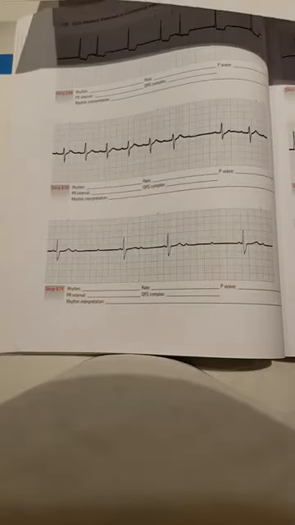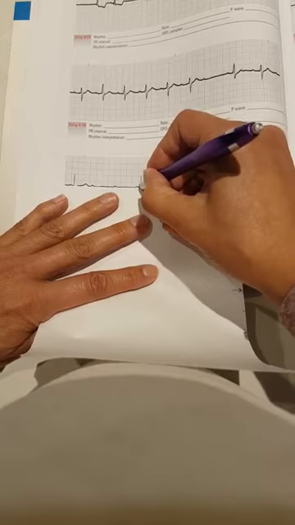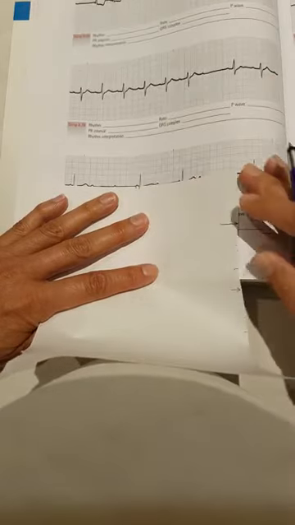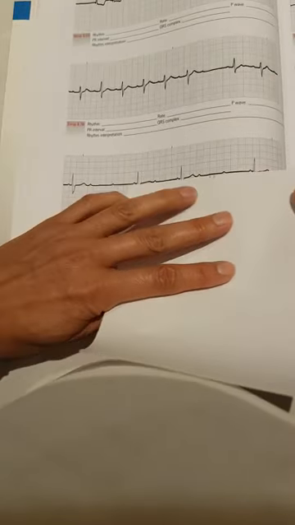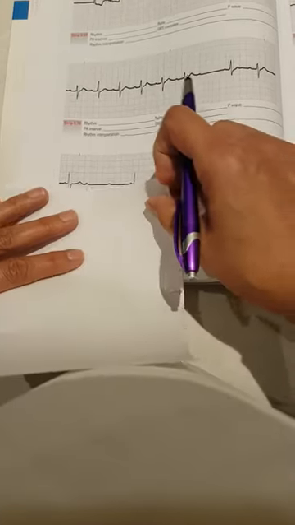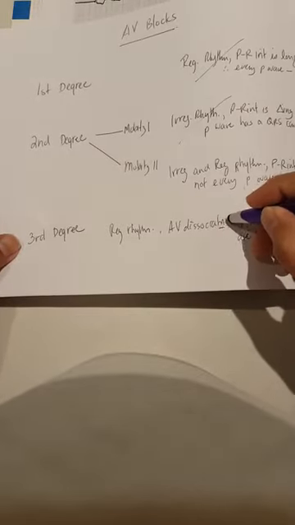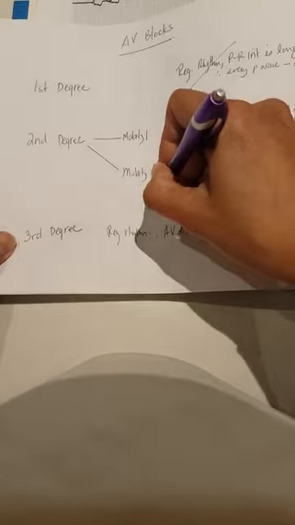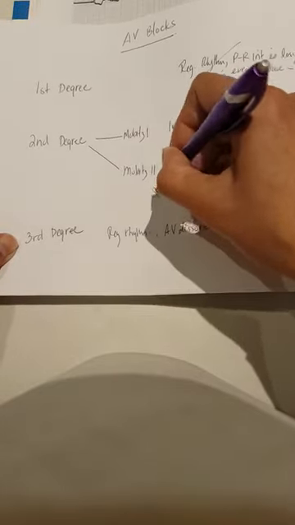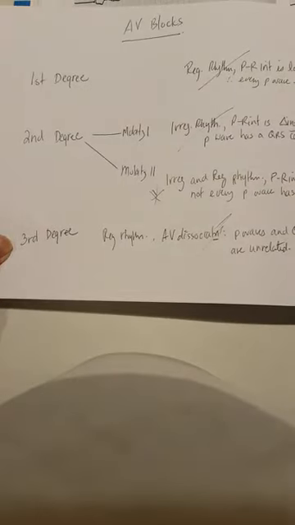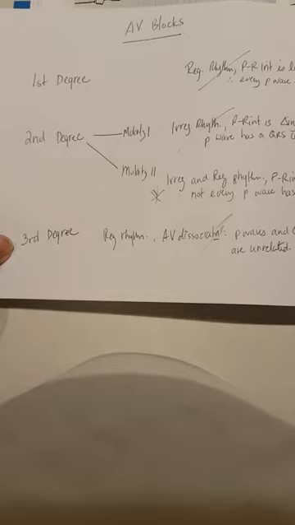Well, you can quickly check that with a piece of paper on the strip below, and just quickly measure the PR interval that you see. And then have a quick peek across the whole strip to see whether or not it is constant. And lo and behold, it is. So this is not third degree, and this one is a Mobitz 2, second degree AV block.